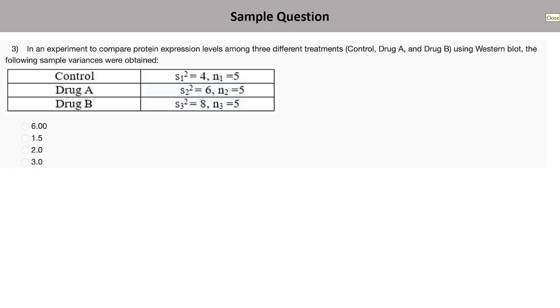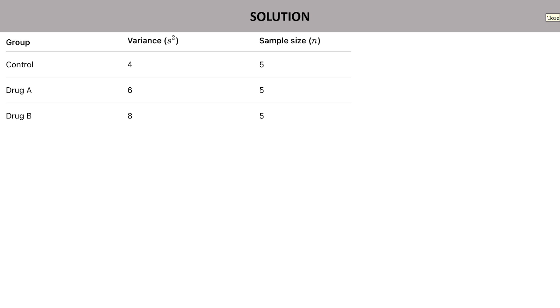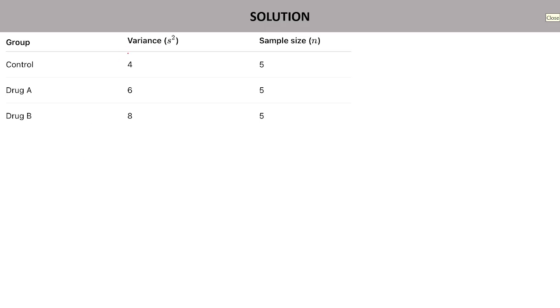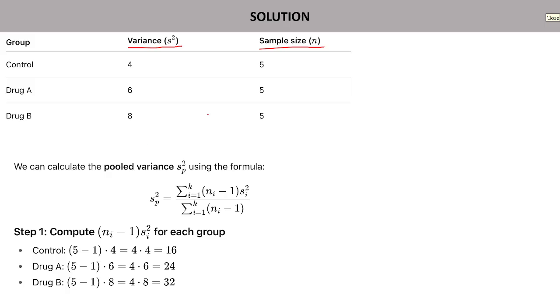Okay, so let's try solving this question. In this case, the values that we are given are the variances and the sample size of all the three treatments that we have, that is control, drug A and drug B. So now to calculate the pooled variance, we have a formula where you need the n_i minus 1 value into the variance and then the summation of all the n_i minus 1 values. To calculate this huge formula, we can simply calculate the individual values all at once and then put them inside the formula.